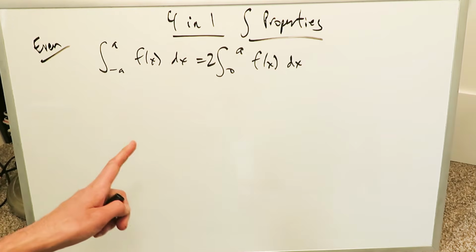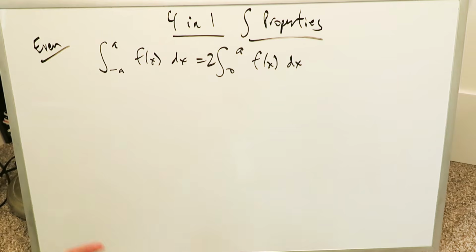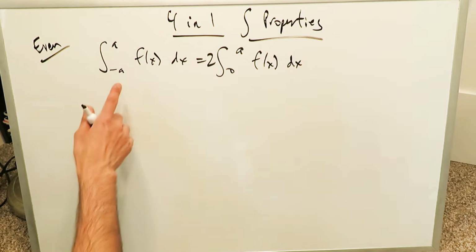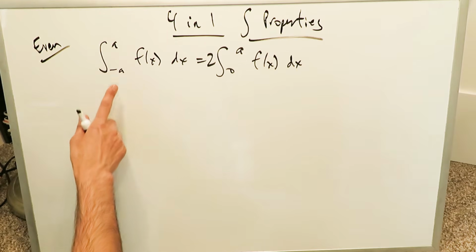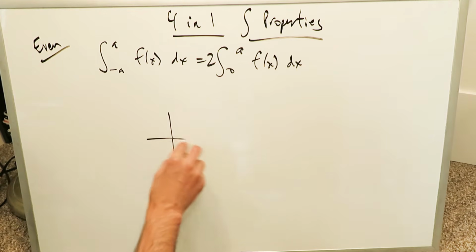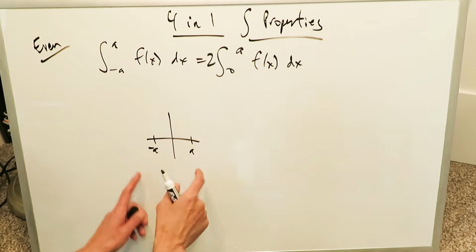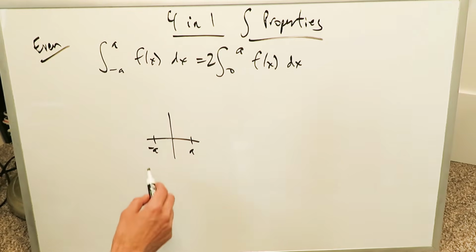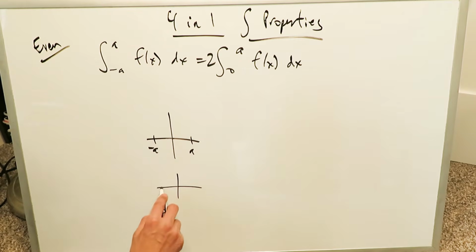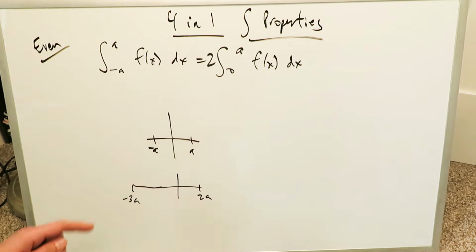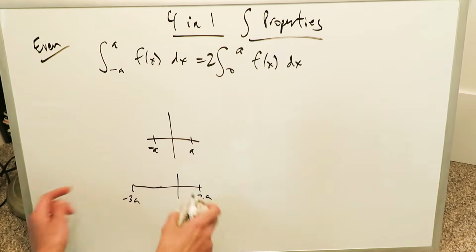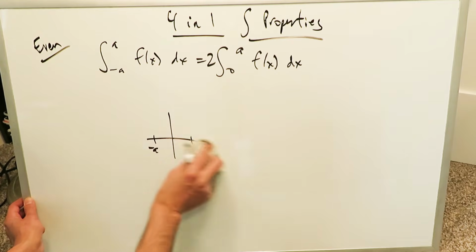The third important property applies to even functions. Even functions are symmetric about the y-axis, and the property applies in those instances where you have a symmetric interval. You're looking at something from minus a to a, where numerically these limits are the same. You don't want something asymmetric, like minus 3a to 2a. It's not a symmetric interval. The even function property of integrals requires symmetric intervals. Numerically, they must be symmetric.